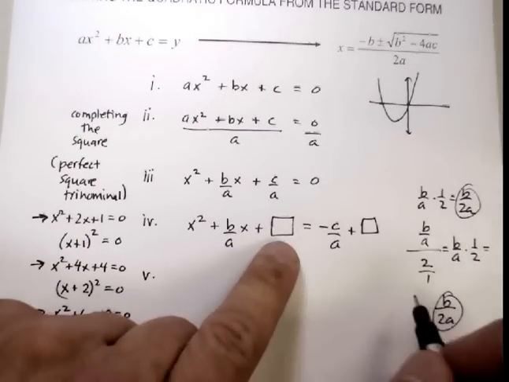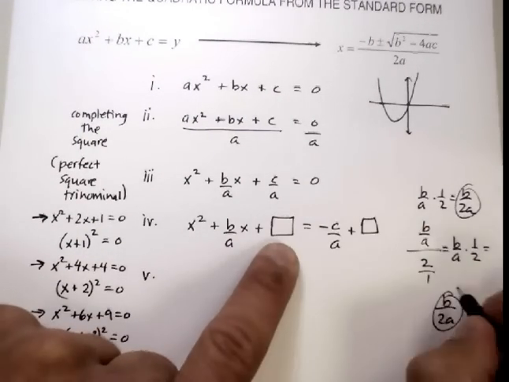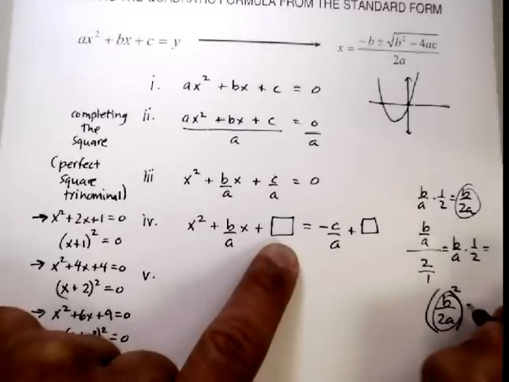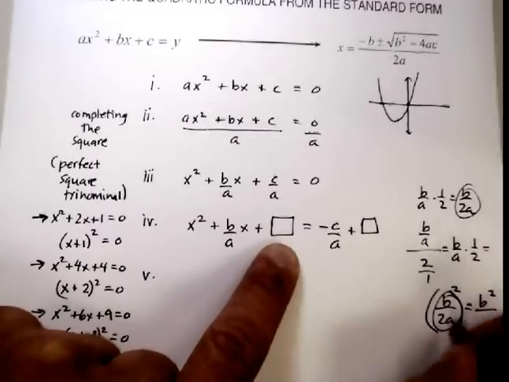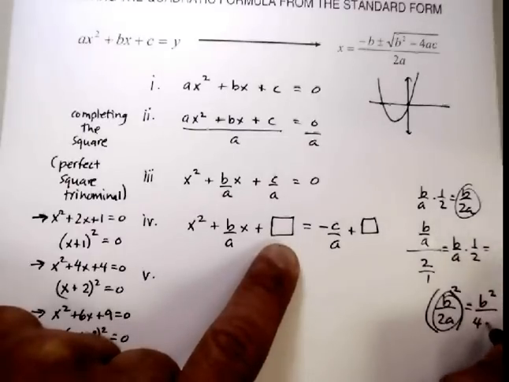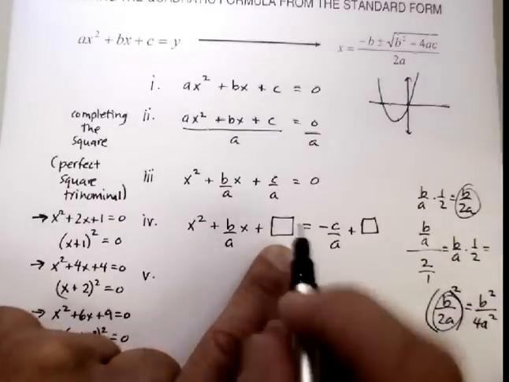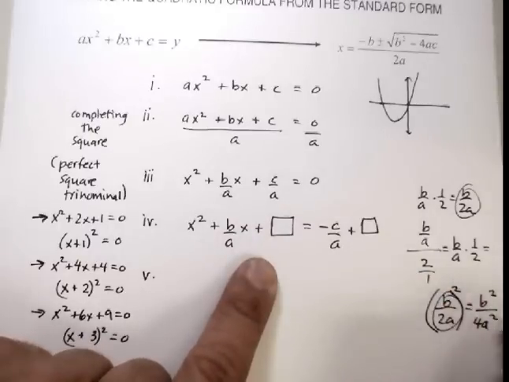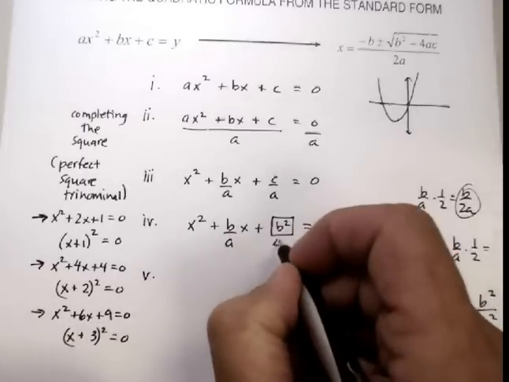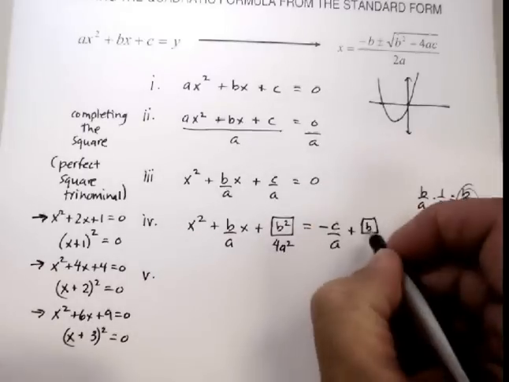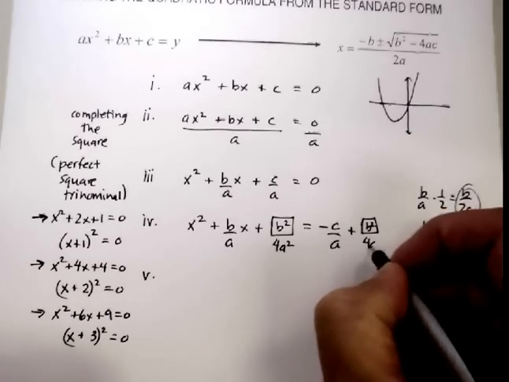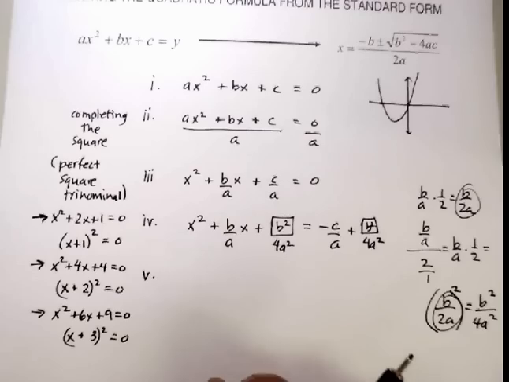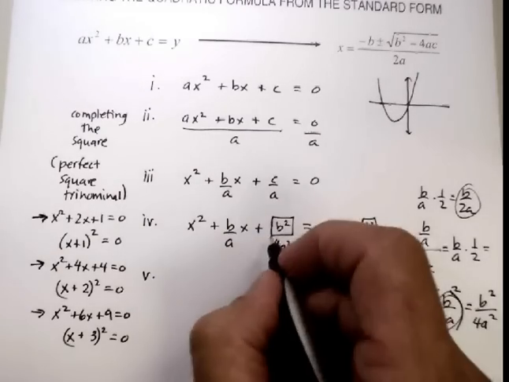Now what we have to do is square it, right? Because we want this to be a perfect square. And when you square it, you're going to get b squared, square the 2, square the a. Because, remember, difficult problems are just a bunch of simple ones stacked up together. And that's what goes into this space right here: b squared over 4a squared. All right. So we've actually completed the square.